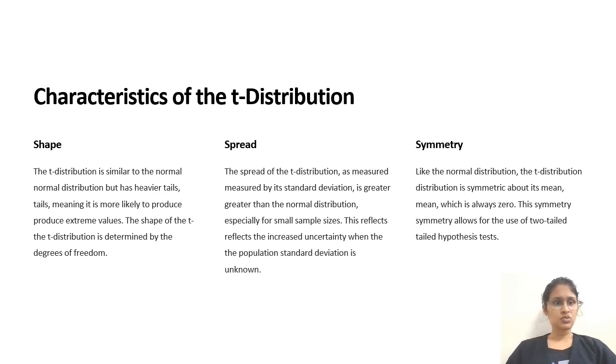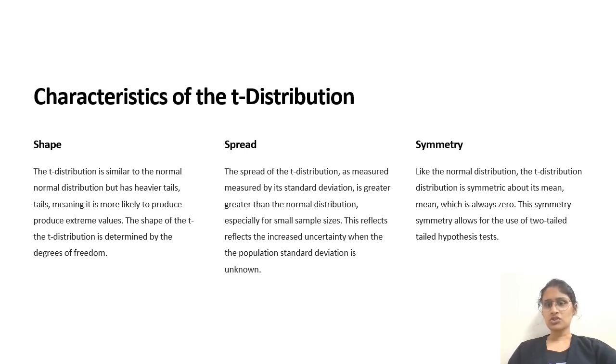Characteristics of the t-distribution. Shape. The t-distribution is similar to the normal distribution but has heavier tails, meaning it is more likely to produce extreme values. The shape of the t-distribution is determined by the degrees of freedom. Spread. The spread of the t-distribution is measured by its standard deviation. It is greater than the normal distribution, especially for smaller sample sizes. This reflects the increased uncertainty when the population standard deviation is unknown.